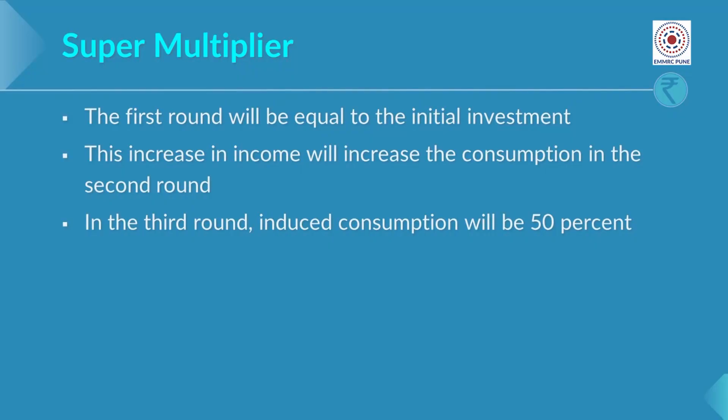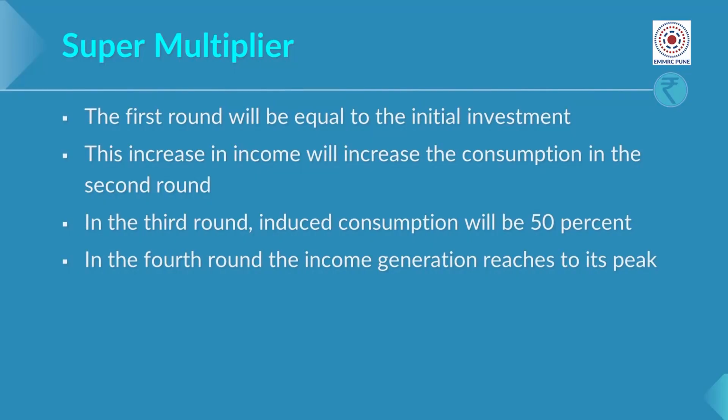Now, in the third round, induced consumption will be 50% of 25 crores, that is 12.50, and the change in investment will be 15 crores as the accelerator coefficient is 2. So, the total income generation will be 10 plus 12.50 plus 15, that is 37.50 crores.